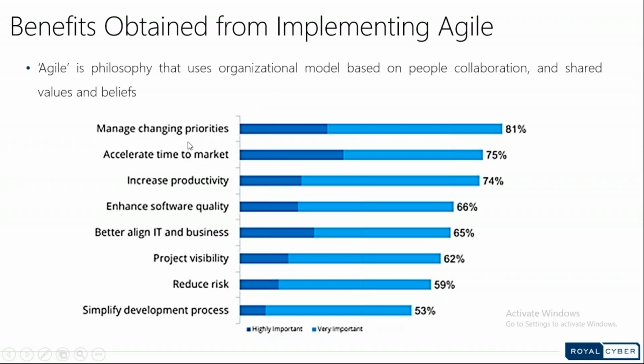The first is managing changing priorities, at 81% more compared to traditional methodologies. Accelerated time to market is 75%, increased productivity 74%, enhanced software quality 66%, better IT and business alignment 65%, project visibility 62%, reduced risks 59%, and a simplified development process 53%. These are the overall advantages if you go with Agile, and you can relate them to going with Pega BPM.